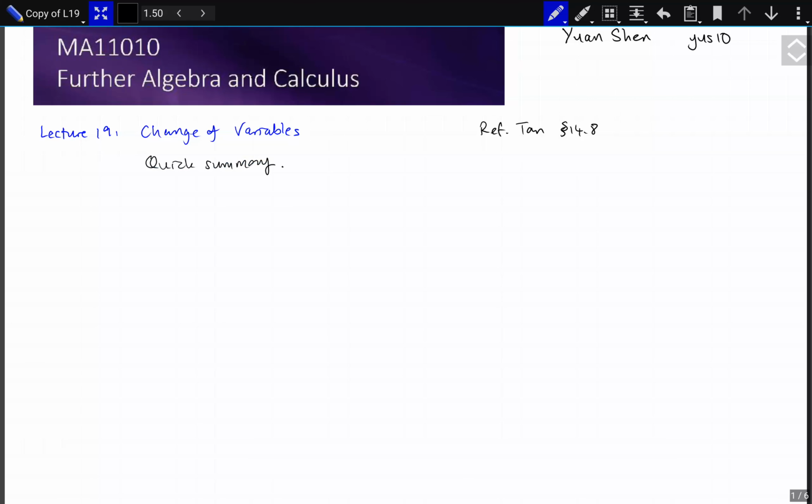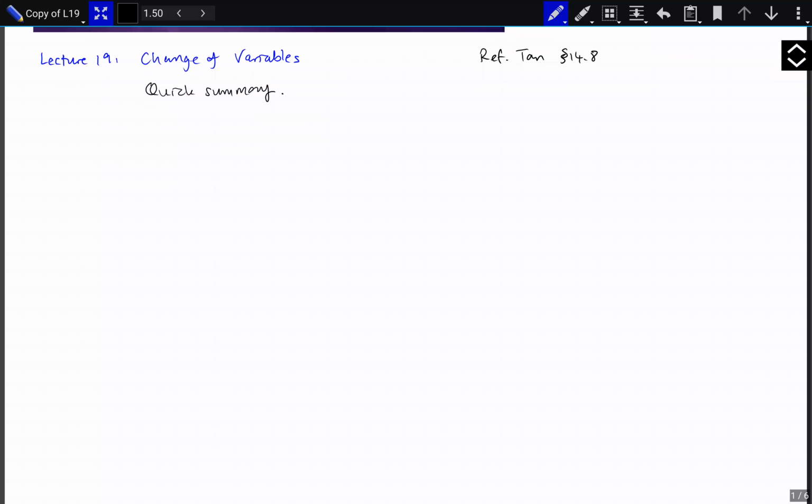So here's a quick summary, because the Panopto didn't work, and I think this is an important topic. When considering changes of variables, the idea is that we consider first the uv plane, and we move to the xy plane via a function, x is equal to x of uv, and y is equal to y of uv.